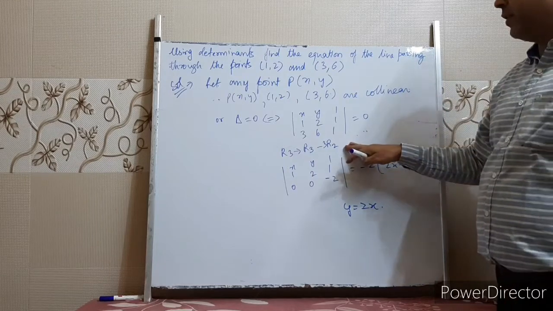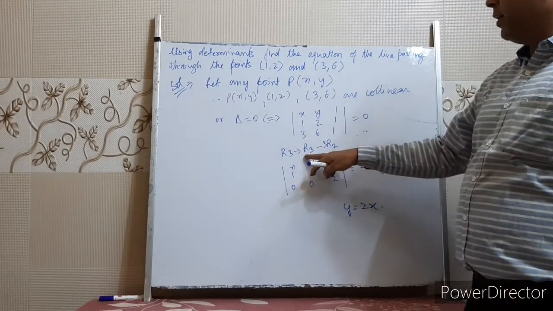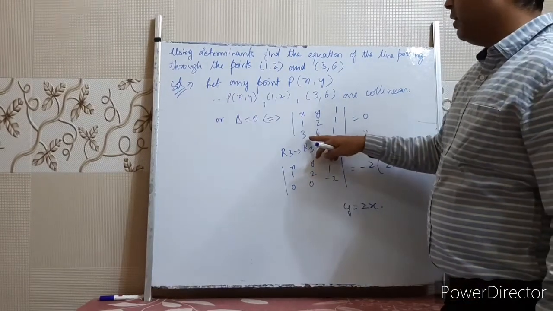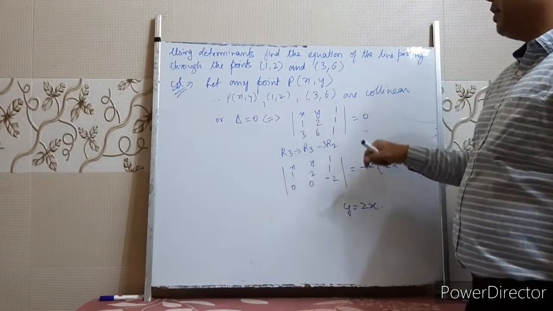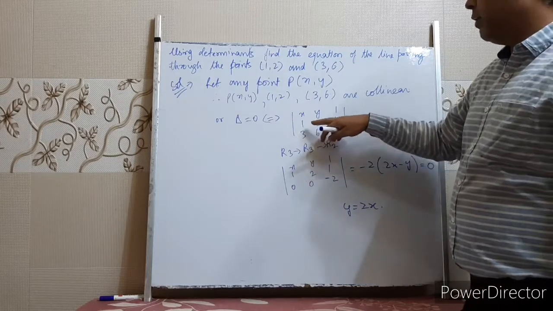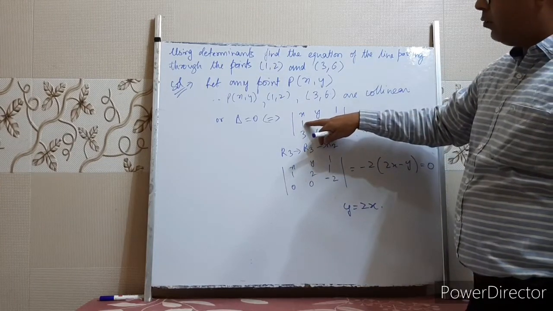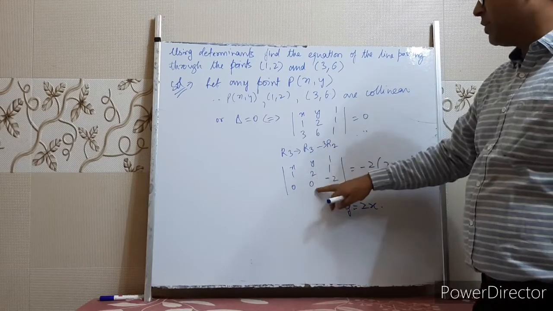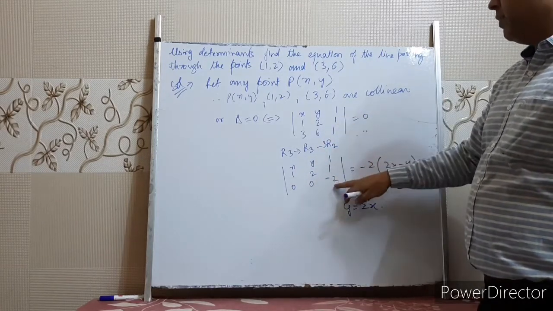I have simplified it further, like I have applied an operation here, R3 minus 3R2. That means I have subtracted 3 times R2 from R3. So when we multiply R2 by 3, what will we get? 3 times 1 is 3, and 3 minus 3 will be 0. 3 times 2 is 6, and 6 minus 6 will be 0. 3 times 1 is 3, and 1 minus 3 will be minus 2.